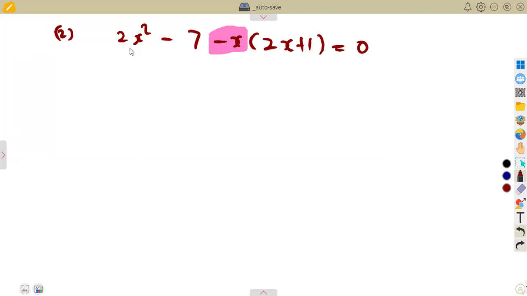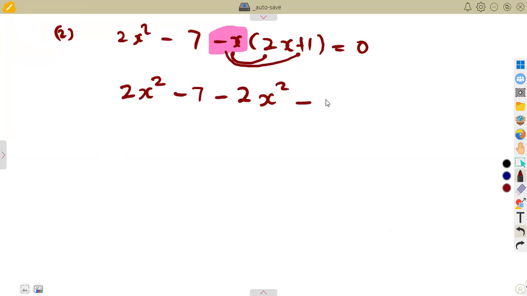So this part of 2x squared and minus 7, what's happened? There's nothing, there's no bracket. It's going to remain as it is. So we multiply by minus x everything. Minus x times 2x, which will be minus 2x squared. Minus x multiplies the 1, it becomes a minus x, and that's equal to 0.